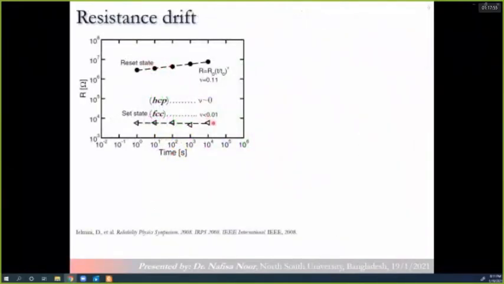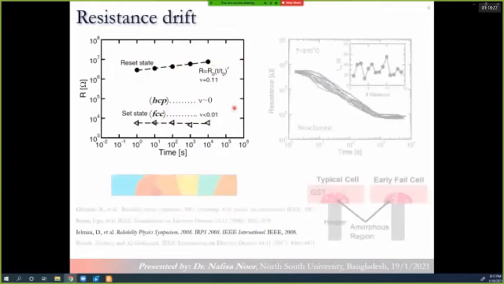Now the drift exponent that we define is a marker of how steep the resistance drift would be. For the HCP, we see almost no resistance drift. That is why the HCP crystalline phase is also known as the stable crystalline state. In the FCC state, we have very slight resistance drift, which is upward. And in the amorphous phase, we see quite severe resistance drift, which is also in the upward direction.